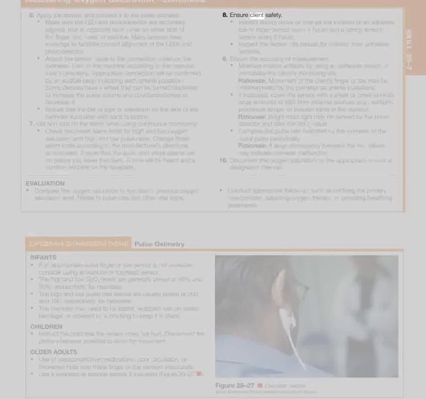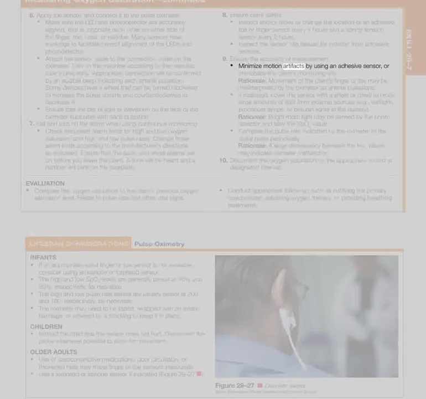8. Ensure client safety. Inspect and/or move or change the location of an adhesive toe or finger sensor every 4 hours and a spring tension sensor every 2 hours. Inspect the sensor site tissues for irritation from adhesive sensors. 9. Ensure the accuracy of measurement.